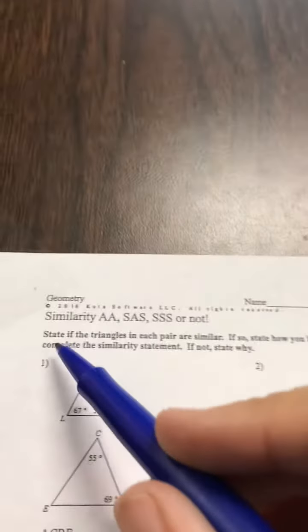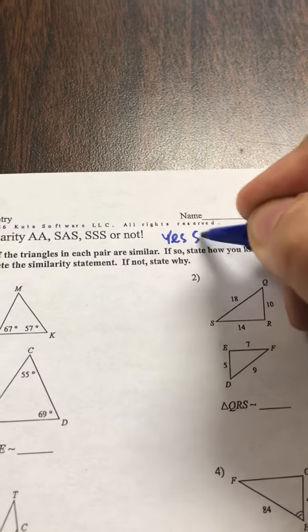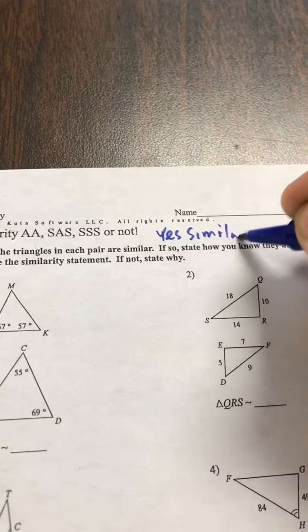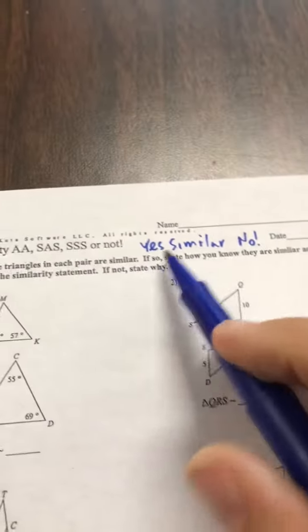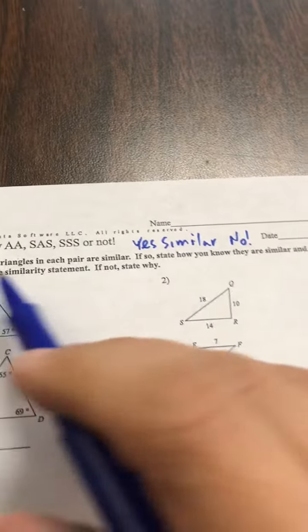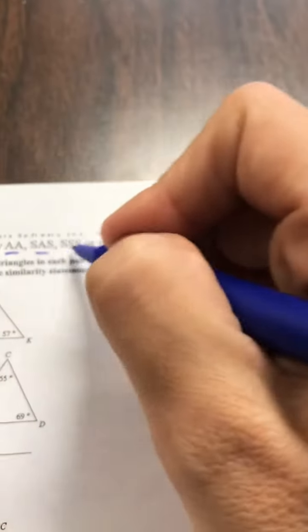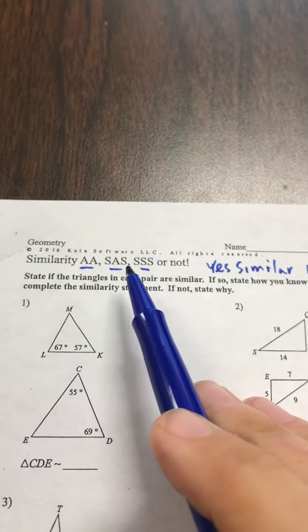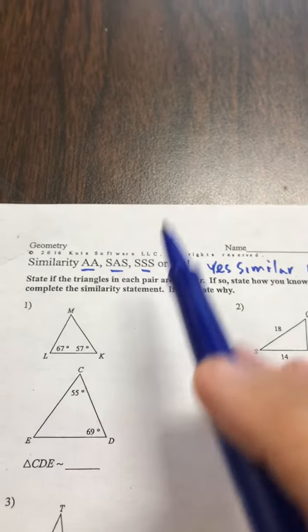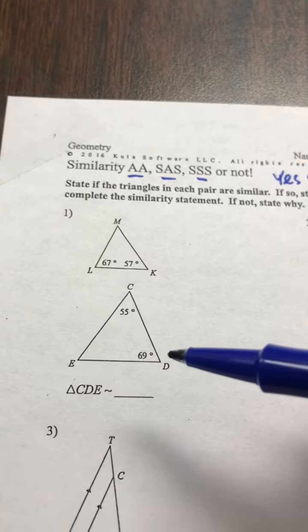So let's take a look. The directions say, state if the triangles are similar. So that would be yes, similar, or no, not similar. And then state how you know they're similar and complete the similarity statement. So here's our choices. Either it's similar because of angle, angle, side, or side, side, or else we have to go, nope, not similar. So let's take a look.